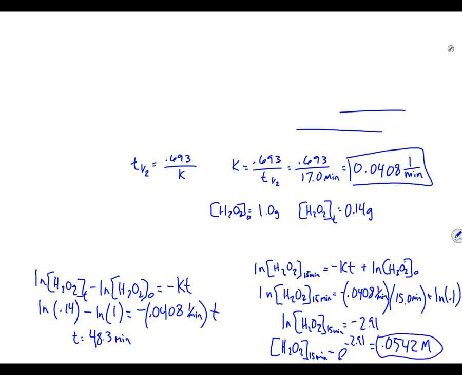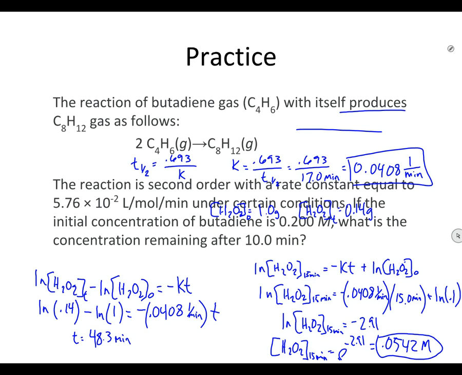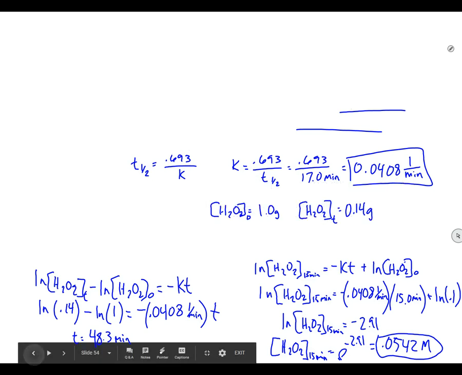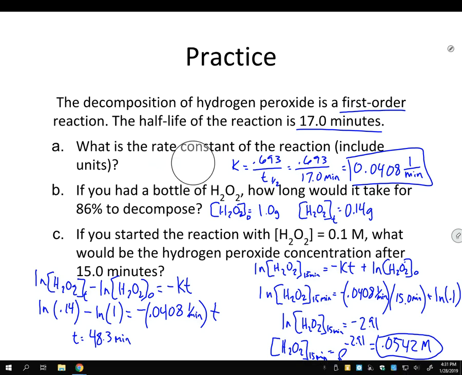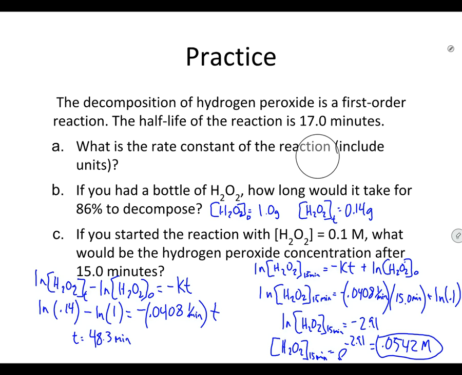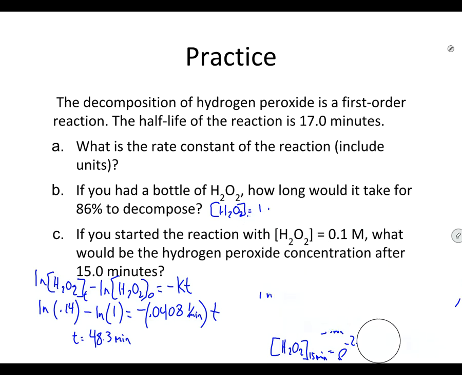And that does look like it would make sense. It's not exactly half of what we had, which was that 0.1. It's a little bit more than half. After one half-life, we had 0.05 molar of my hydrogen peroxide, but we haven't gone a full 17 minutes. All right, so that is another first-order half-life reaction, using that integrated rate law and how they're all interrelated.